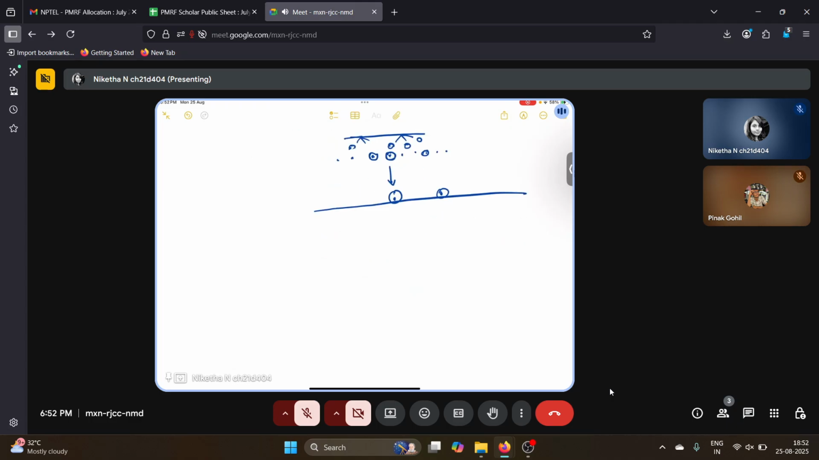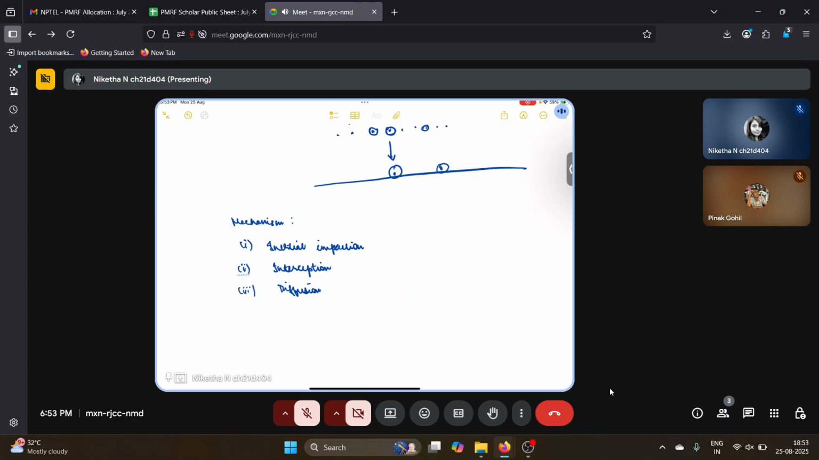The mechanism behind this is first inertial impaction, and then interception, and then diffusion. We'll be looking at all these in detail.